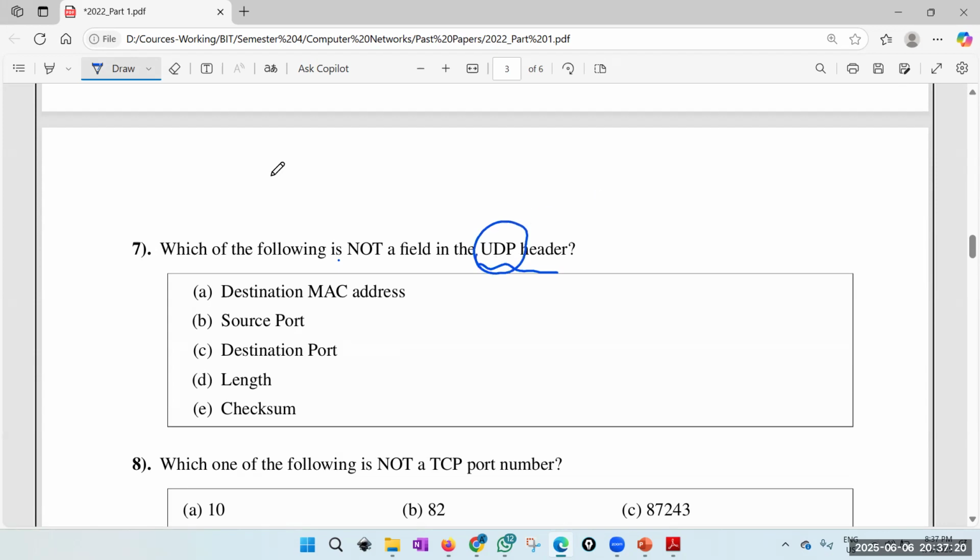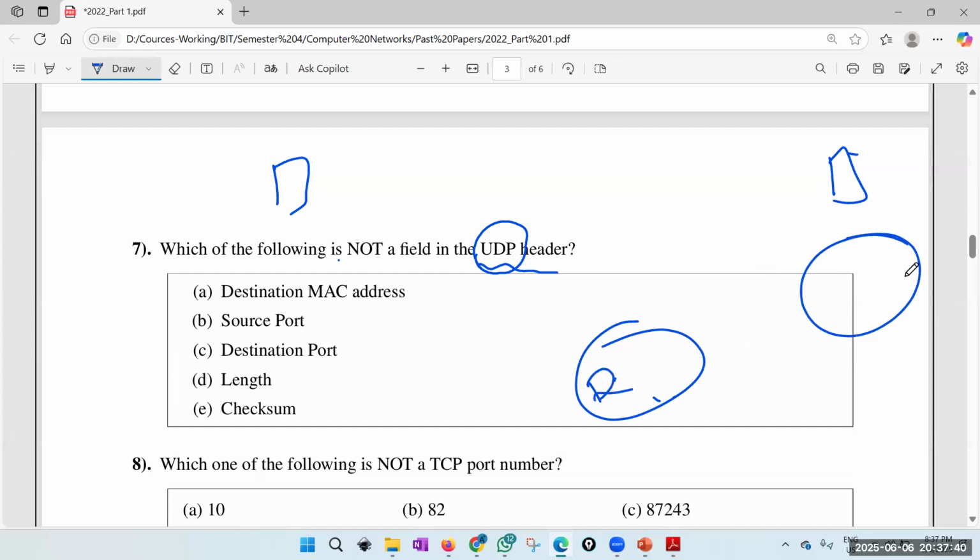Because UDP is between your two machines, and UDP is used when we have different subnetworks. MAC address is not used outside subnetworks. MAC address is only within a subnetwork. We are talking about communication of this machine with this machine, maybe this is the web server and this is your web client. So we are not interested in the MAC address of this one. Actually, we don't have any idea about the MAC address. So definitely the MAC address has nothing to do with UDP or TCP headers.